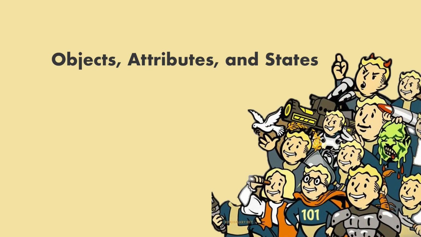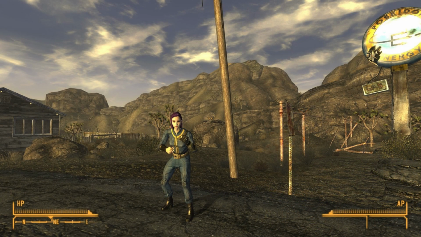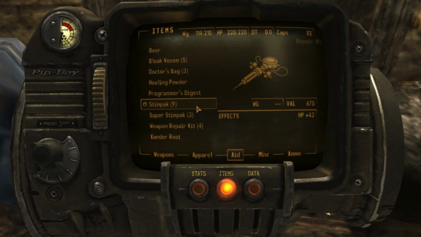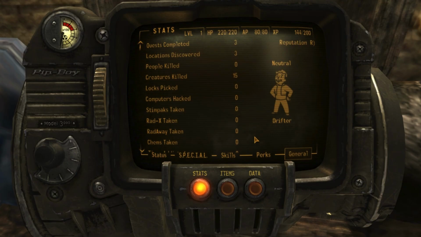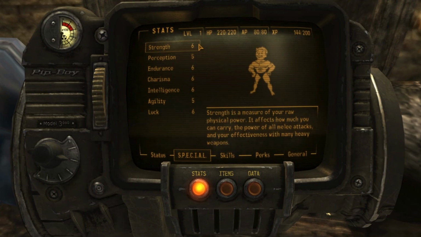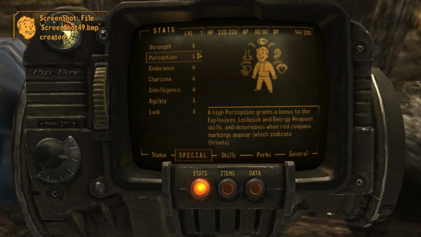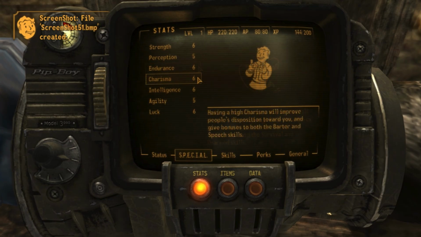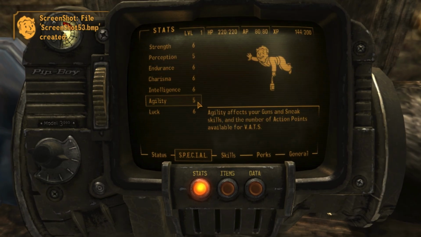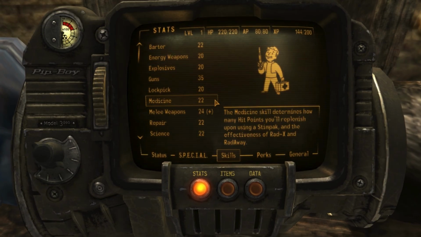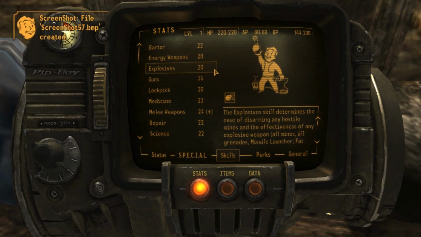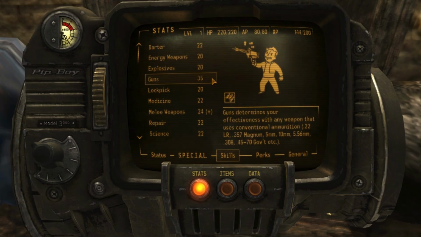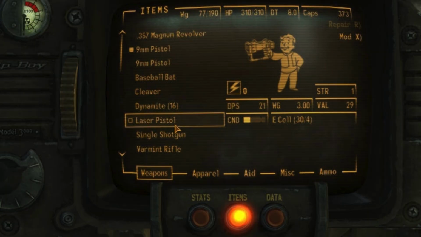Objects are all entities in the game, such as the player character, weapons, and stimpaks. Attributes are categories of information about an object. Our character's primary attributes are the SPECIAL stats, which stand for strength, perception, endurance, charisma, intelligence, agility, and luck, and associated skills like medicine and explosives. Weapons have attributes like base damage, weight, and condition.